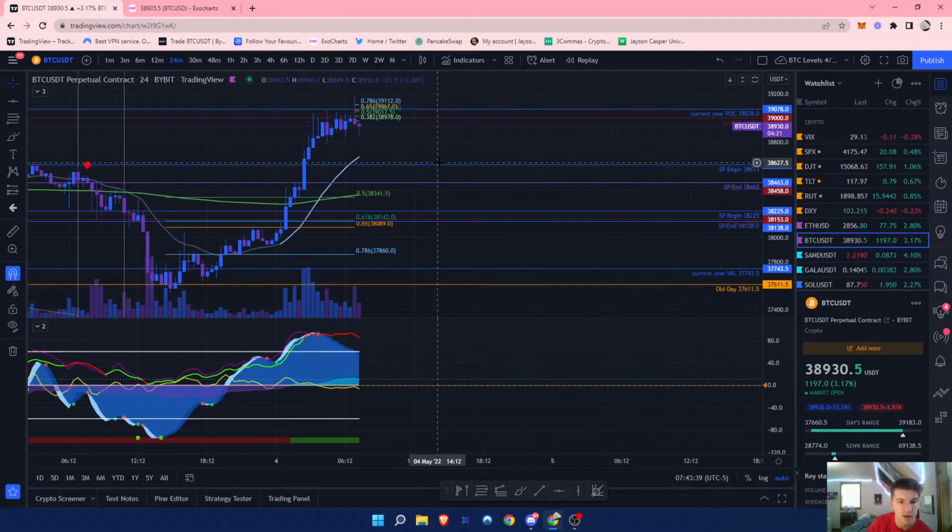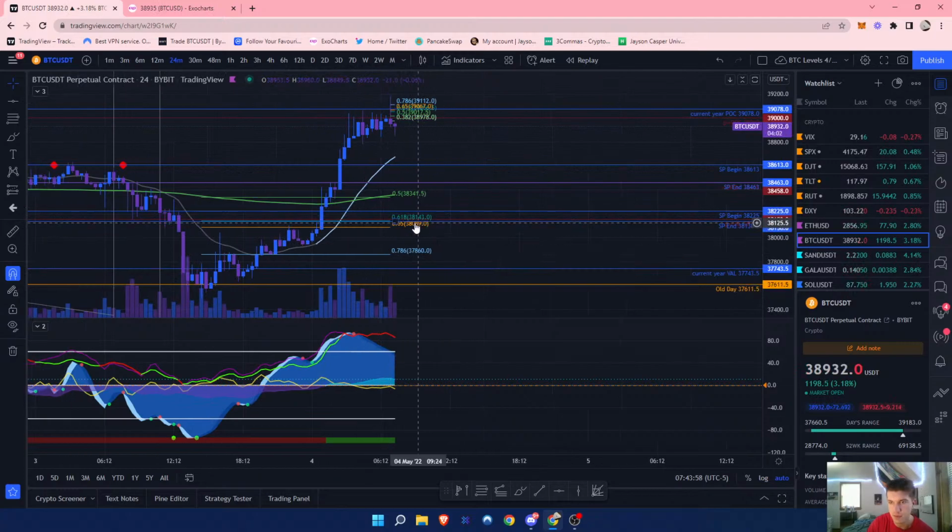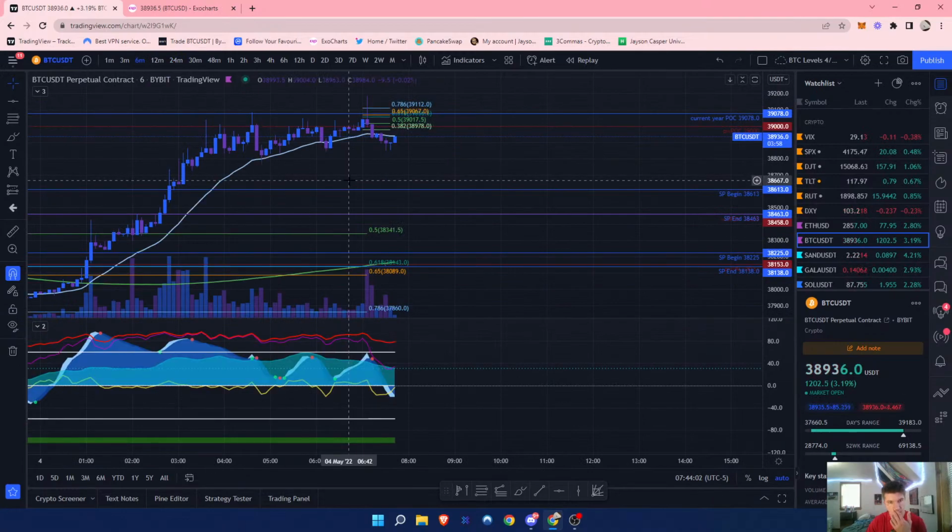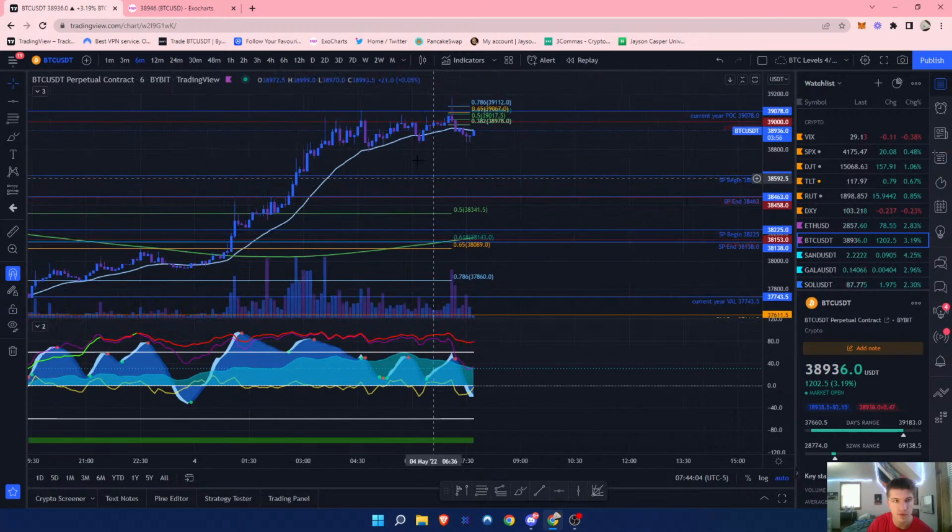So again, I did my morning TA, a whole bunch of single prints beginning just on this current range up. This was a pretty fast move up, so a lot of single prints began. I drew a golden pocket from the swing low right here to the swing high, and again I'm seeing some nice confluence right here. So really I'm just going to ground on the time frames and see what's going on.